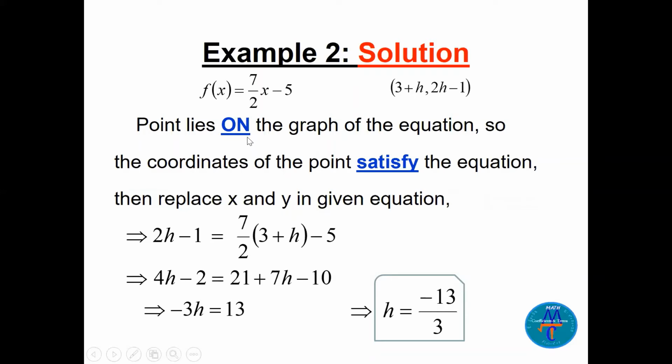Just to explain the idea here, if a point lies on the graph, the coordinates of the point, which are x and y, satisfy the equation. So I replace, as I said, y is 2h minus 1, x is 3 plus h, multiply by 2, a simple linear equation until you get h equals minus 13 over 3. You can check the numbers if you like, please.